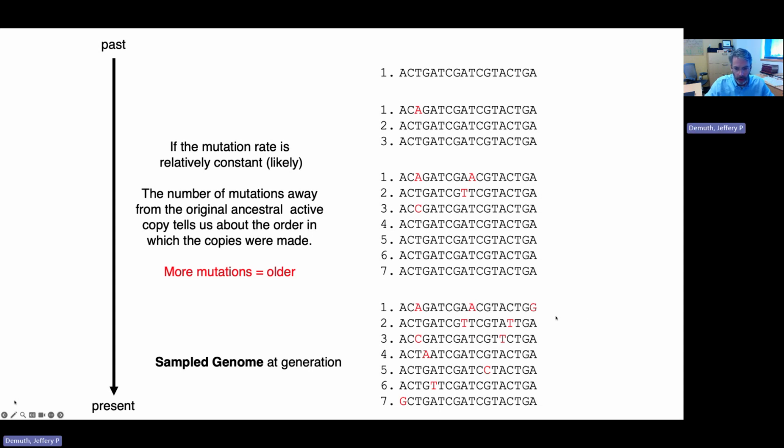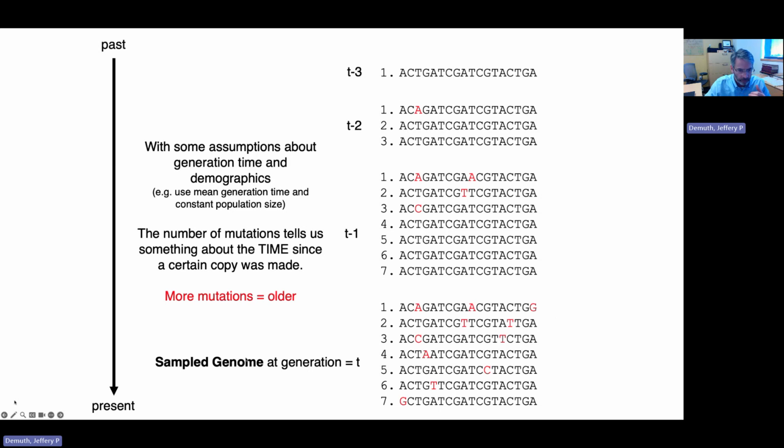Okay, so now if we go back, I guess filling in the gaps there, if we make some assumptions about generation time and demographics, right, we can use the average generation time for whatever organism we're looking at, and we make an assumption that there haven't been real extreme bottlenecks in the population size, because bottlenecks will cause things to fix faster and slower, you can make inferences about how long ago. So the number of mutations, the number of substitutions tells us something about time.